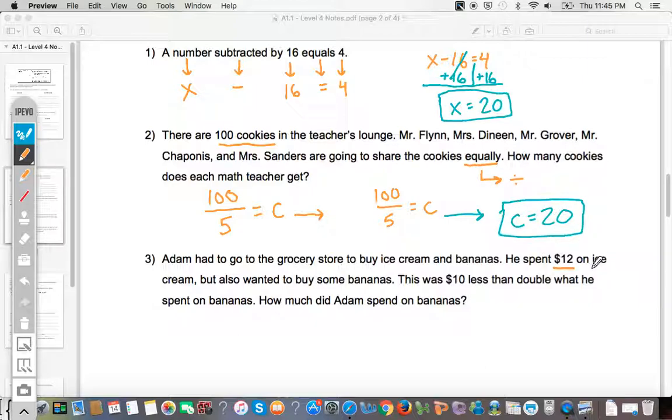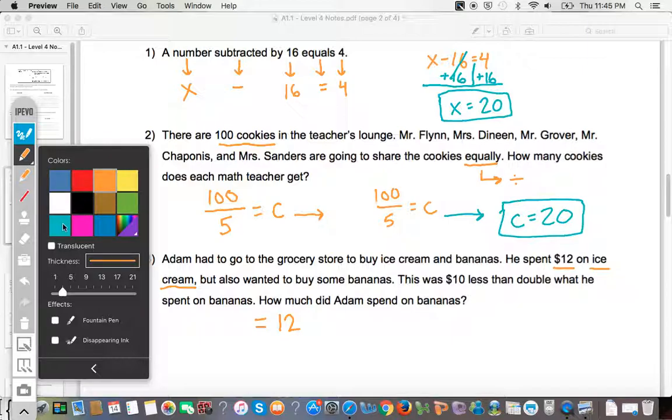So, I'm going to underline in one color all the facts I know about the ice cream. Okay? So I know the ice cream cost $12. So I'm going to make an equation where I'll put an equal sign. On one side of the equation, I'm going to put my 12, because this 12 equals this entire expression right here. Okay, so I'll get a different color.